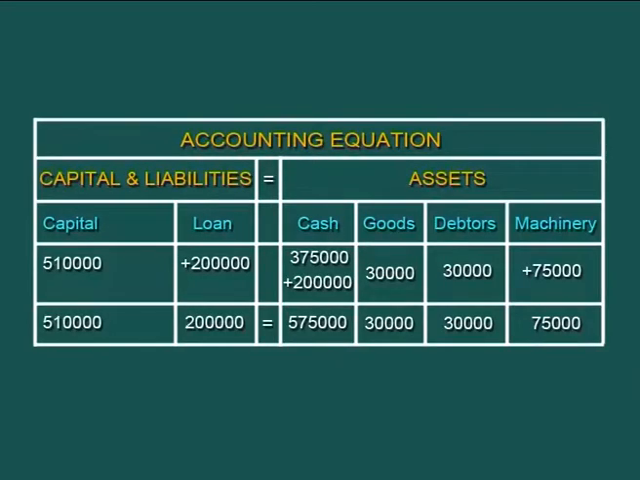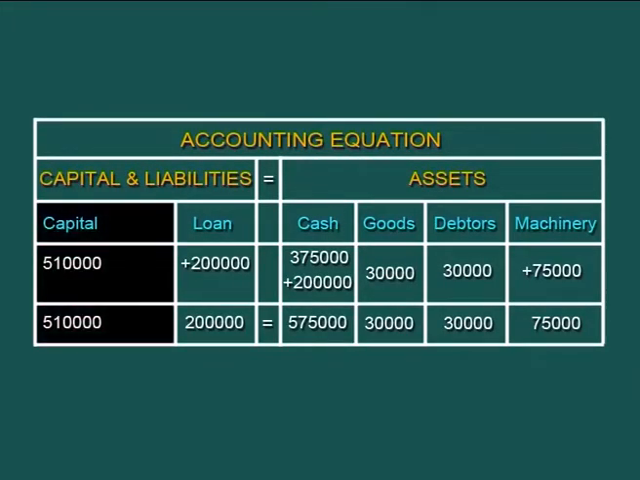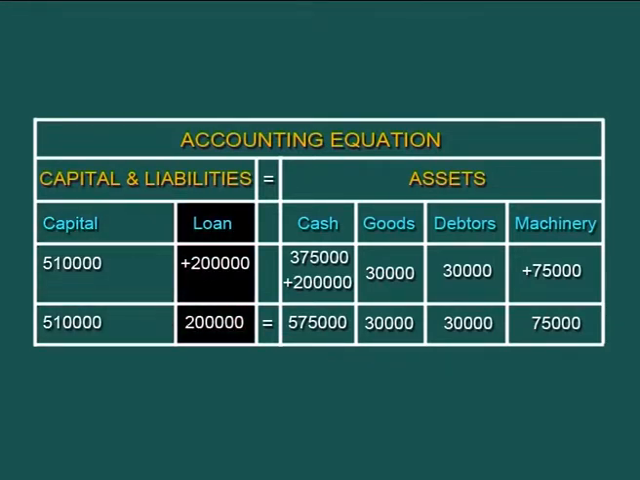So, now if we see the equation, apart from capital of 5 lakh 10,000 rupees on one side, a loan of 2 lakh rupees is added in, that makes the total of capital and liabilities 7 lakh 10,000 rupees.